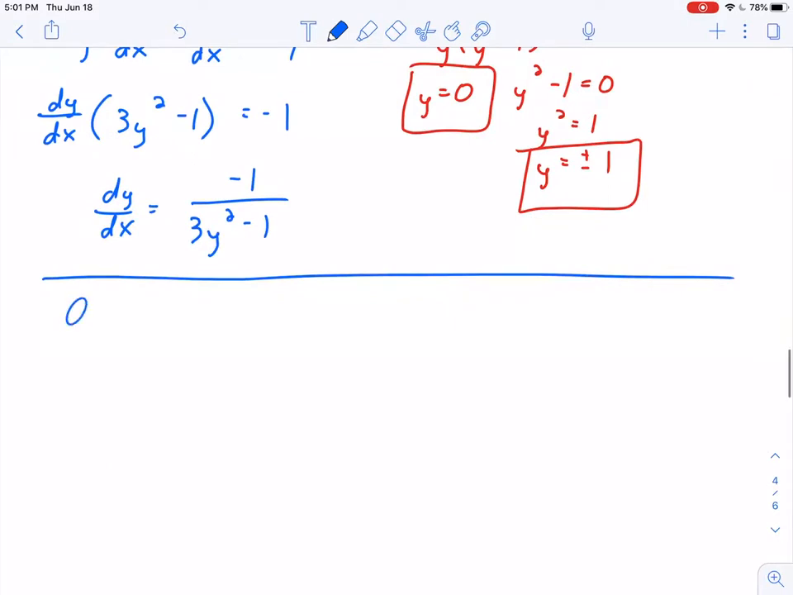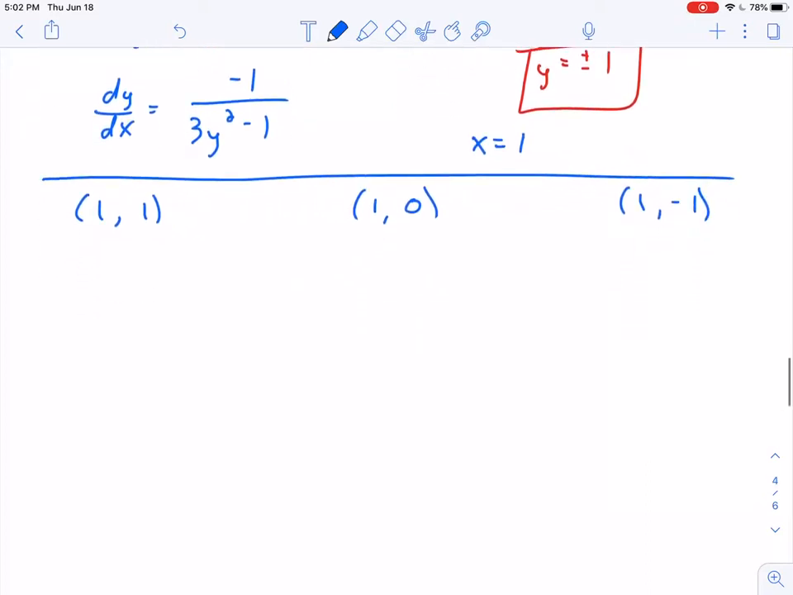We have (1, 1), right? Because my x value is always 1. We said x is always 1, and then y is either 0 or plus or minus 1. So (1, 1), we've got (1, 0), we've got (1, -1). So I'm going to do all of these. I've got 3 different tangent lines to worry about here. But luckily for us, in each one of these we have the point.